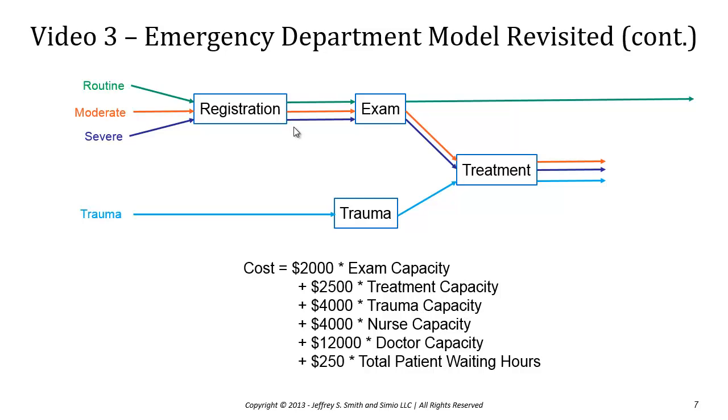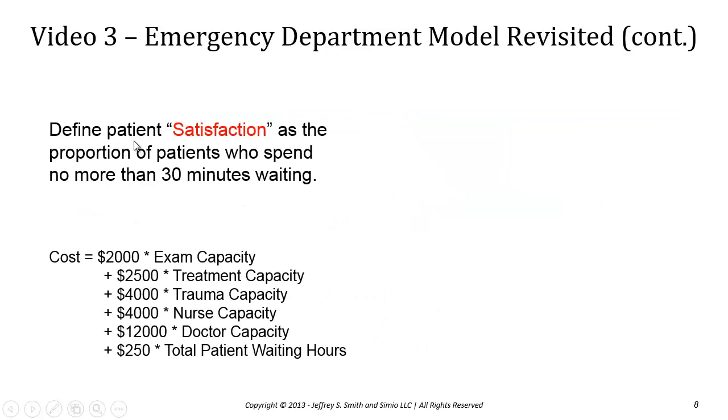So we have $2,000 for each exam room, $2,500 for each treatment room, $4,000 for each nurse, $12,000 for each doctor, and $250 for each patient waiting hour. And in the previous video, we added to that the notion of patient satisfaction, and we defined patient satisfaction as the proportion of patients who spend no more than 30 minutes waiting, and we defined waiting as any time they're waiting for either a doctor or a nurse resource.